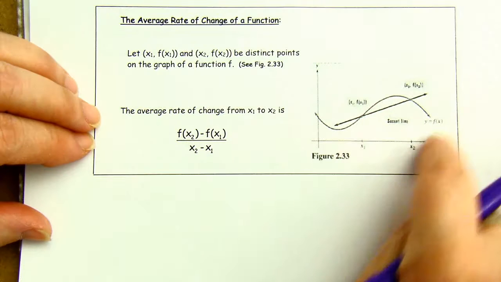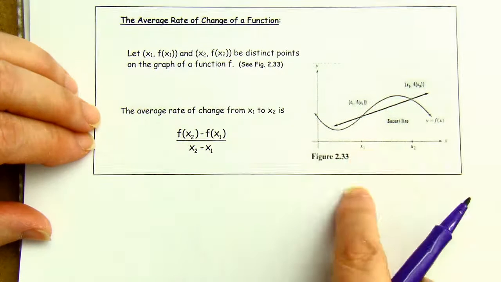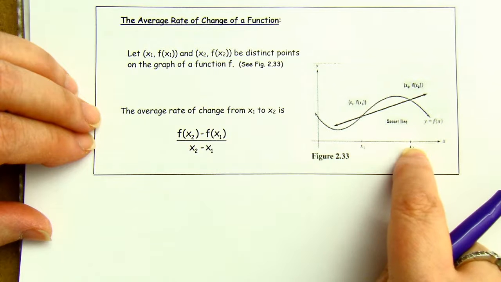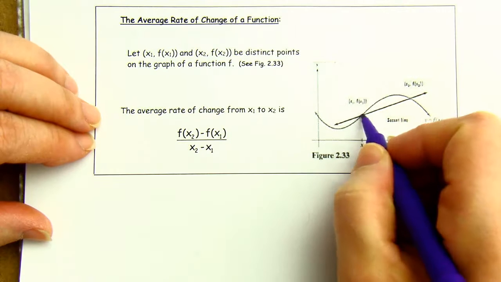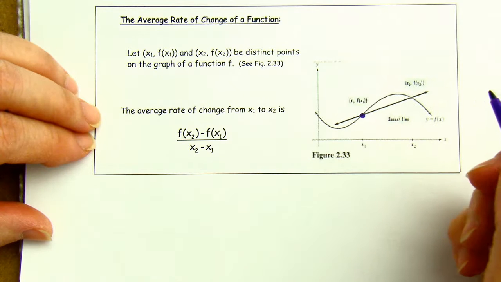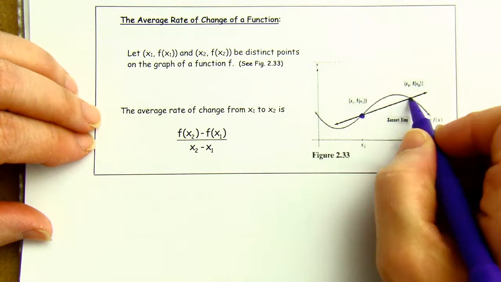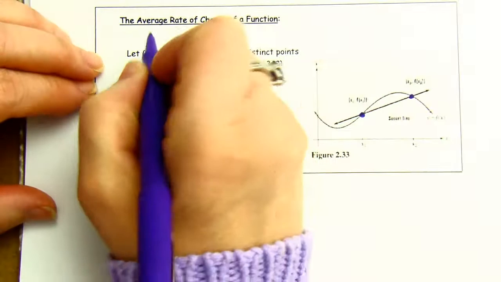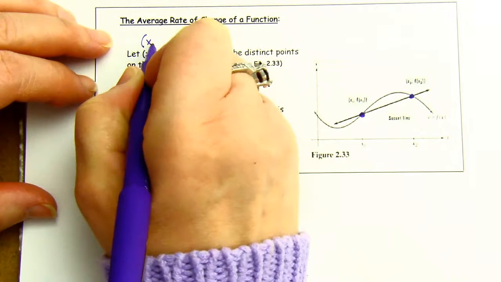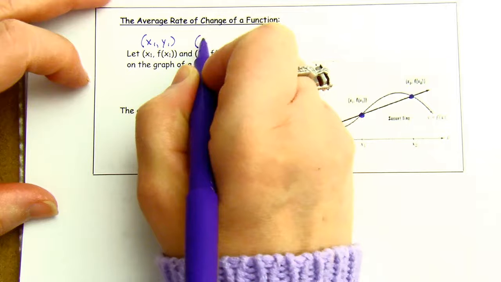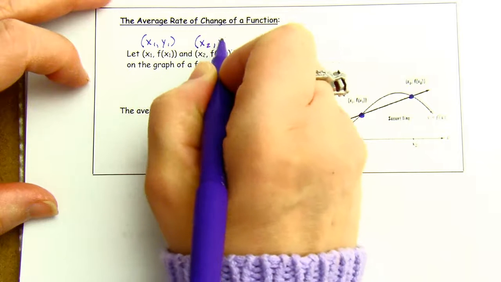And we can see that here in this diagram. This is the value of x sub 1. This is the value of x sub 2. This ordered pair right here would be x sub 1, comma, f of x sub 1. And there's my x sub 2, comma, f of x sub 2. Folks, these are just ordered pairs, x1, y1, in function notation. And this is x2, y2.